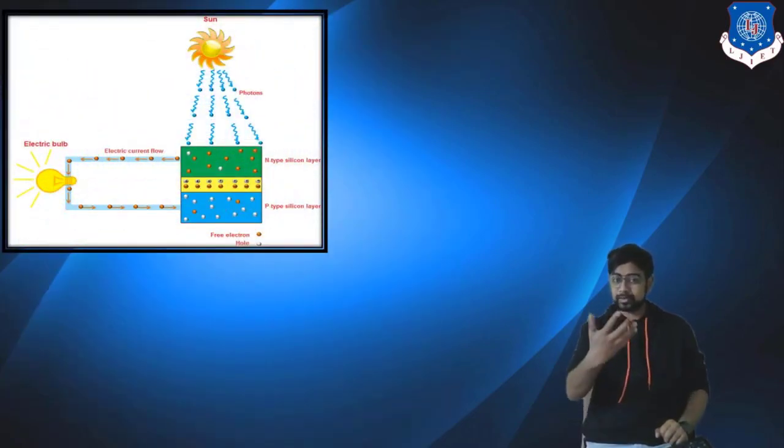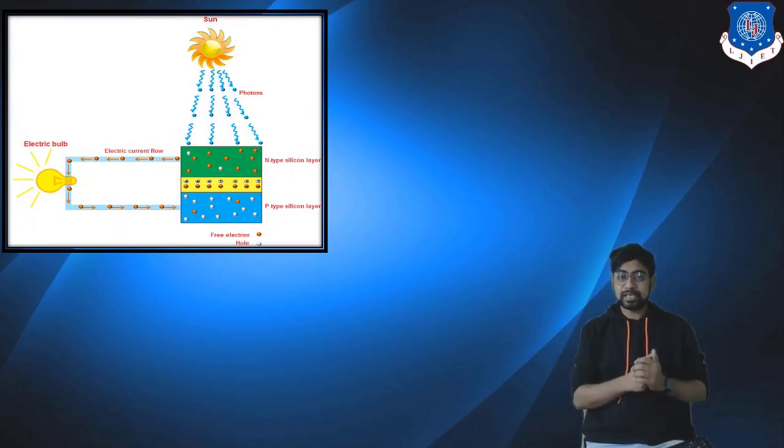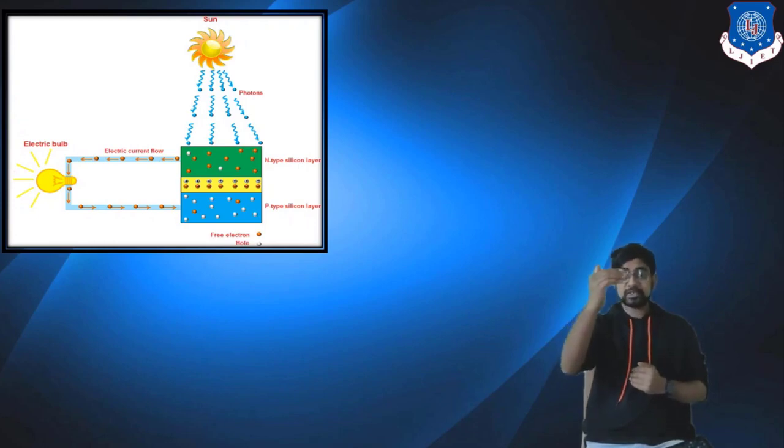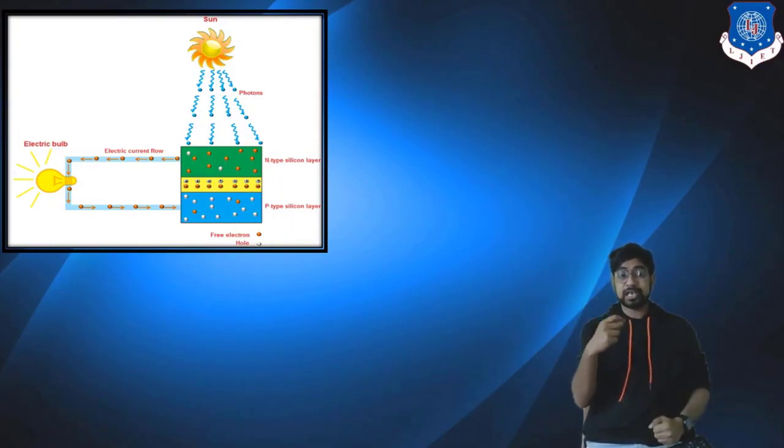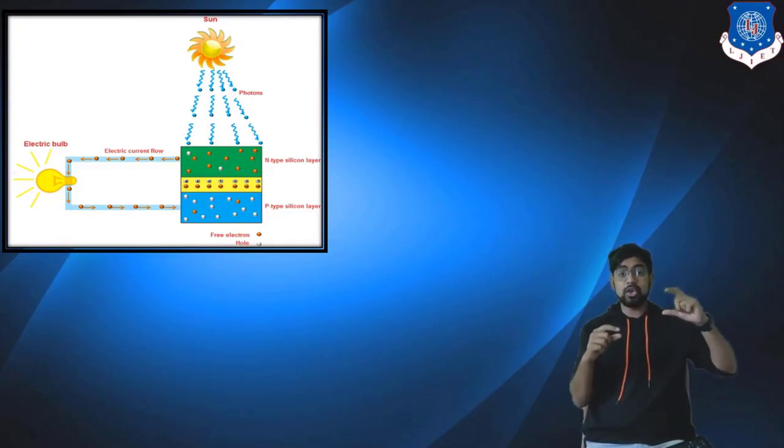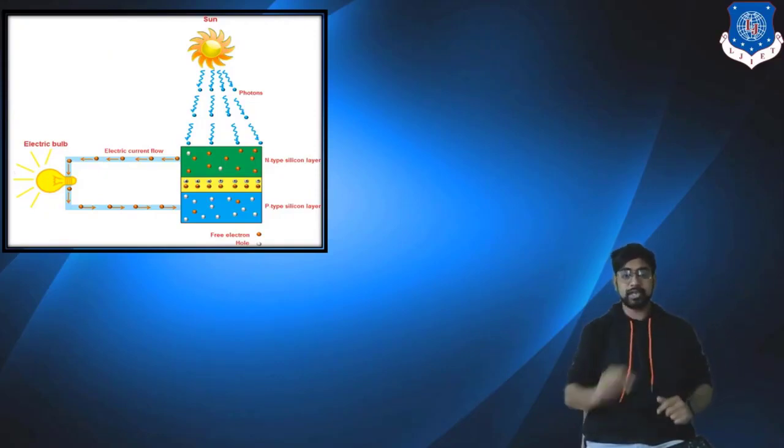Now, what is this concept? You can see in the diagram that there is an N region and a P region. As light, in the form of photons, falls on that P-N junction, electrons are generated in the junction, and if you connect a load across it, the current will flow through it.